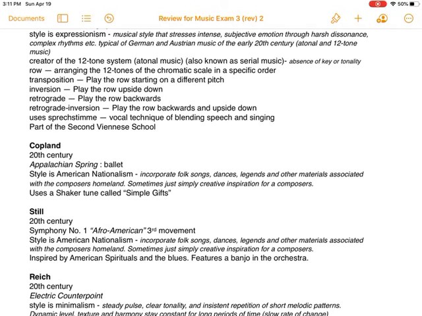This piece was written in 1945, Appalachian Spring. It was choreographed by Martha Graham. She was the person that composed the dancing that went to it. And it's interesting to note that Martha Graham is from Pittsburgh. So she was born and raised on the north side.